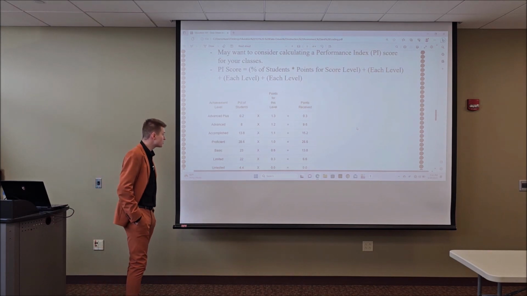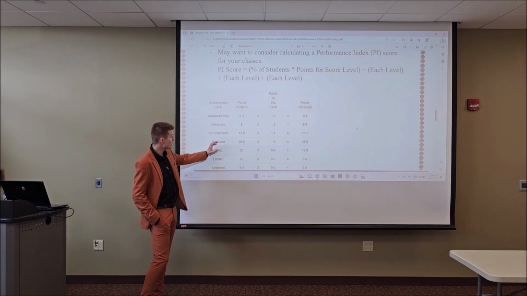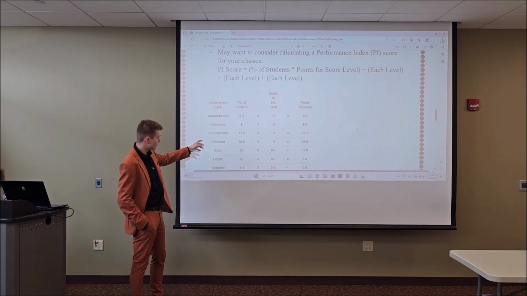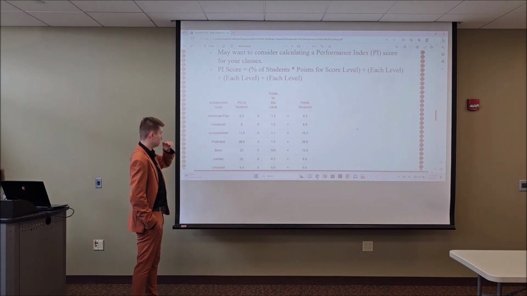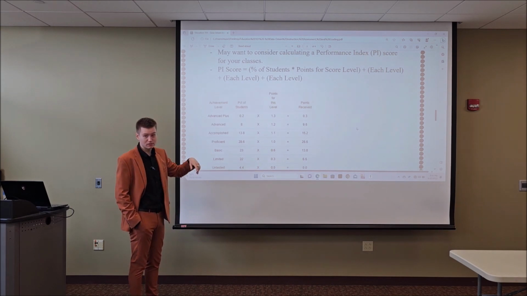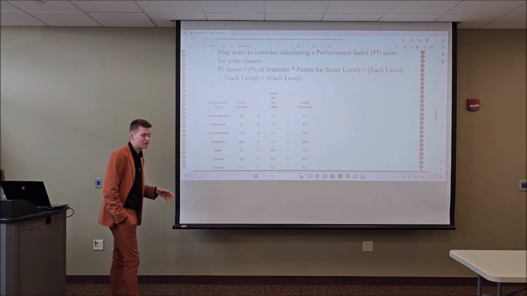Well, you take the percentage of your students, right, who scored in a certain achievement level range, and then you times that by the number of points that are awarded for that achievement level range. And then you add up each level, right, the amount of points that you got on each level, and that's your performance index score, right? So let me just give you an example here, right?